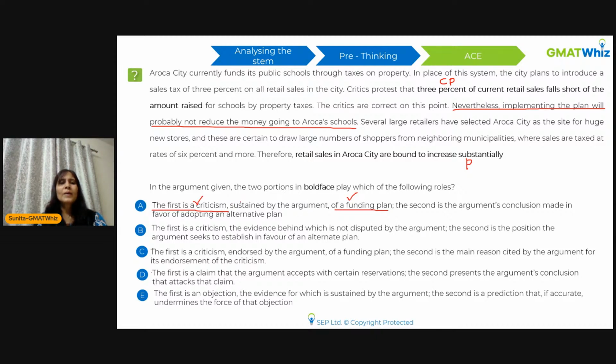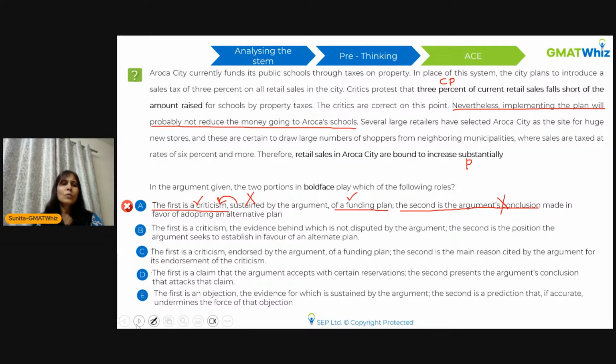And sustained by the argument. Now, does the argument, now argument means the main conclusion or the author, does the author sustain the criticism itself? No. The author only concedes a simple point saying that the critics are correct about the fact, but the author does not agree with the criticism itself. And of course, if you're not convinced, the second is the argument's conclusion. This is enough to help you rule out option A. So option A is incorrect.